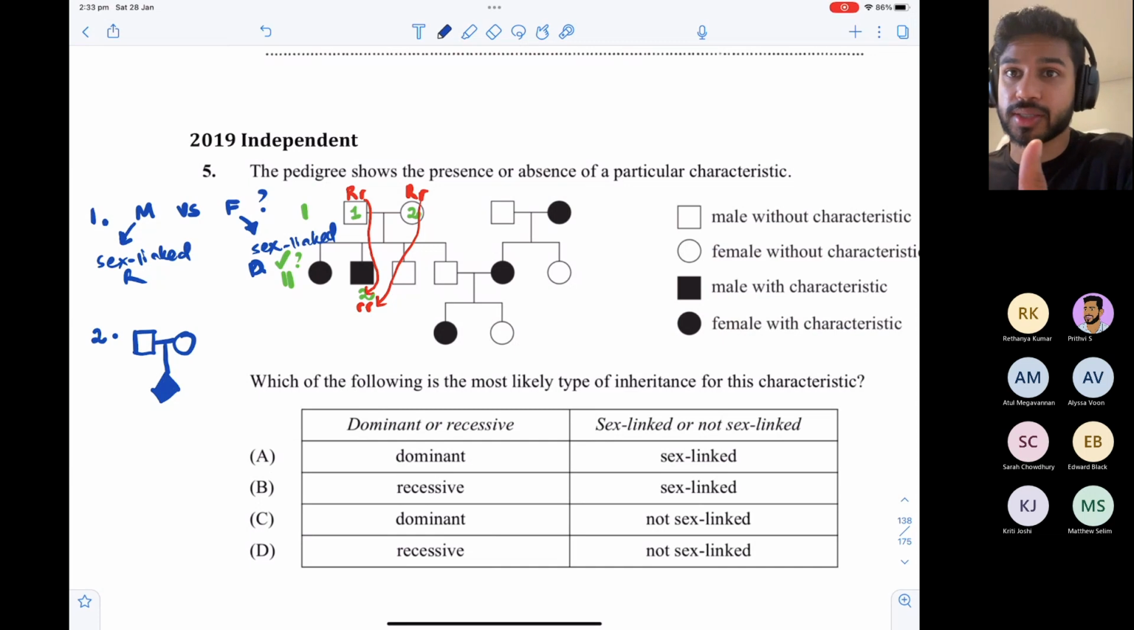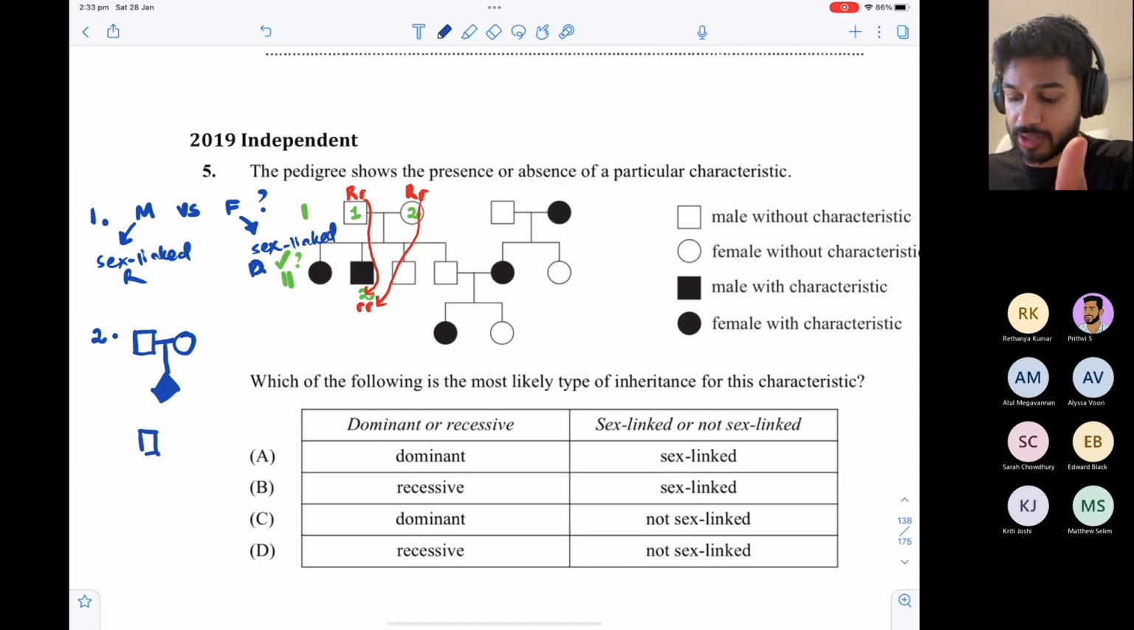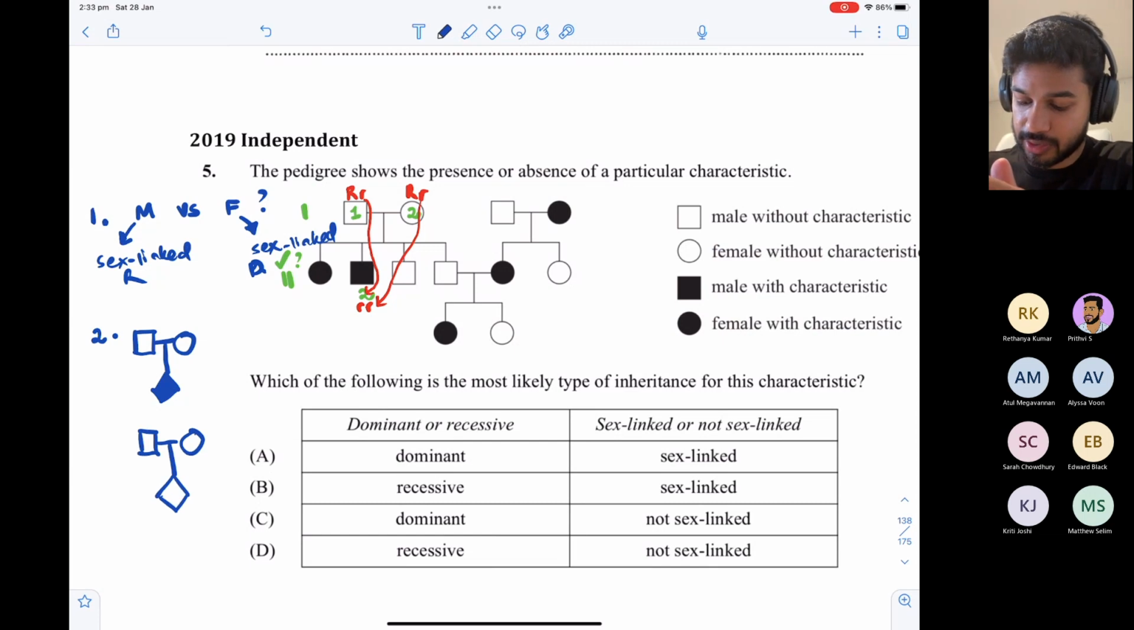Where two parents are white and the child is a different color, or do you see the exact opposite? Right? I'm putting a diamond just because the gender doesn't matter. You're just looking for a child that's affected or unaffected. What would it mean in the second case? So look at what I've drawn here.